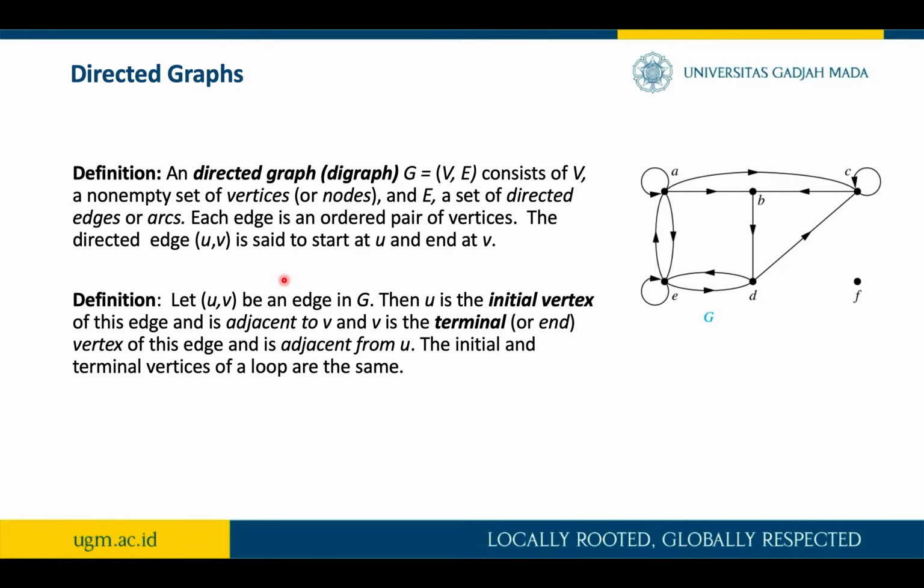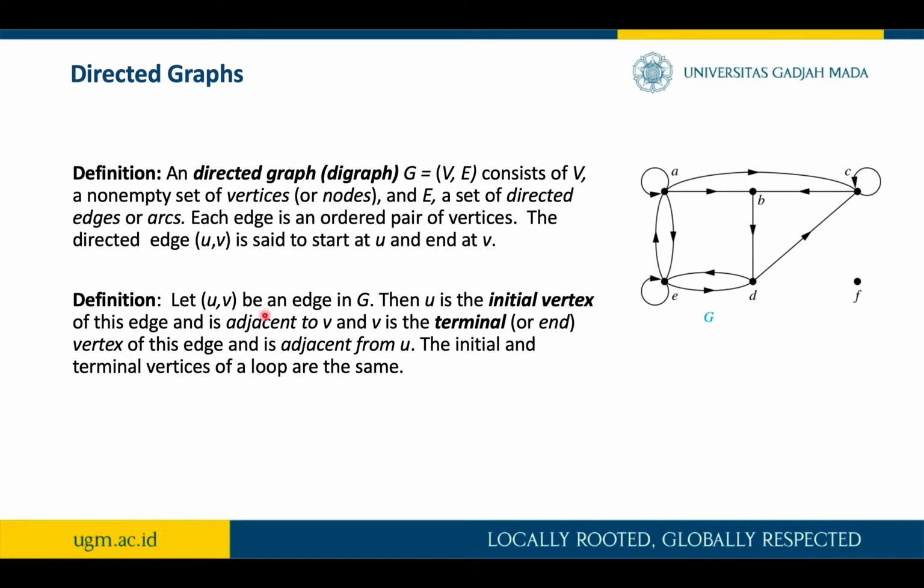So a directed graph, or we can call it a digraph, consists of two sets, V and E, just like any other graph. But here, V, of course, is a non-empty set of vertices, and E here is a set of directed edges. So the edge must have directions. Each edge here is an ordered pair of vertices. So the directed edge UV is said to start at U and end at V. Then UV doesn't equal VU.